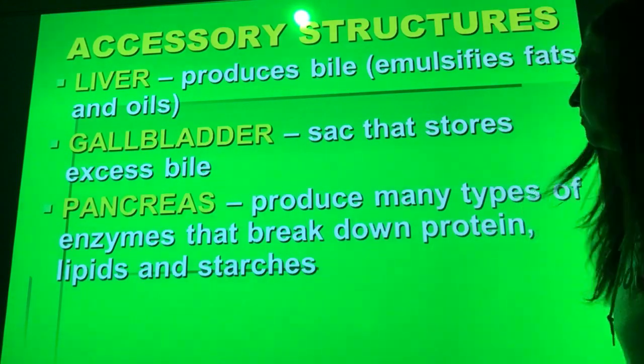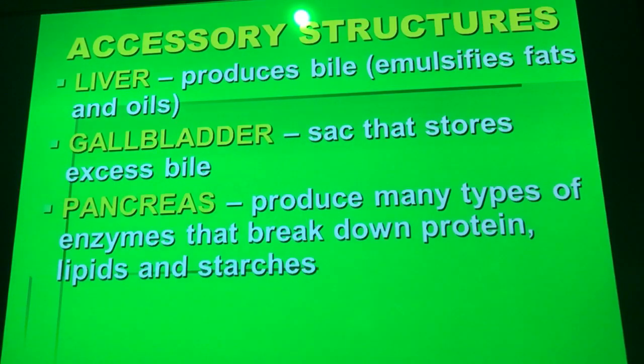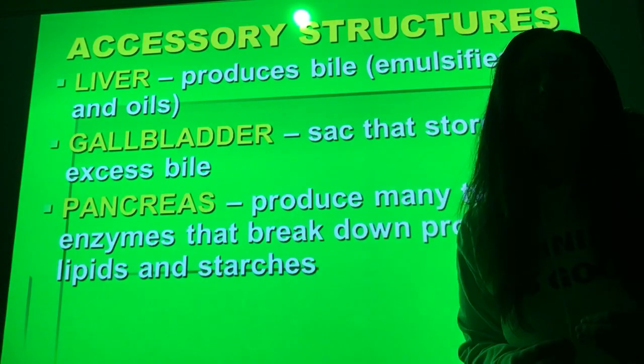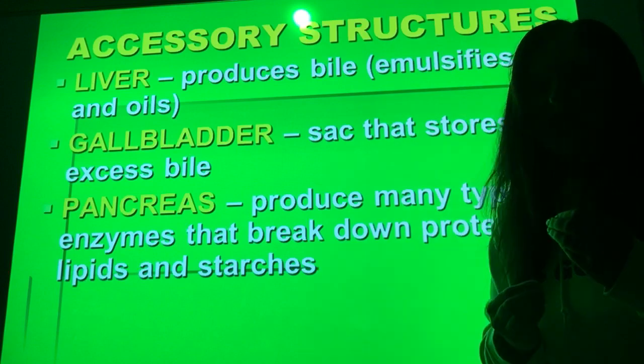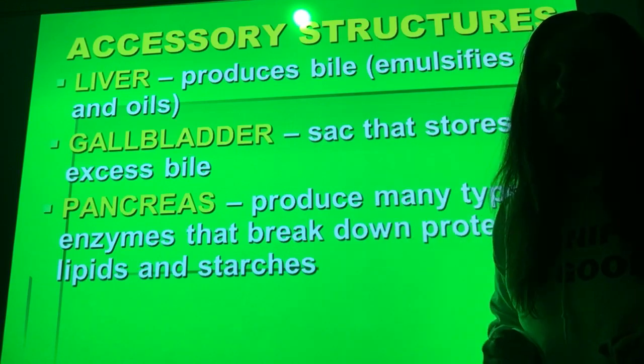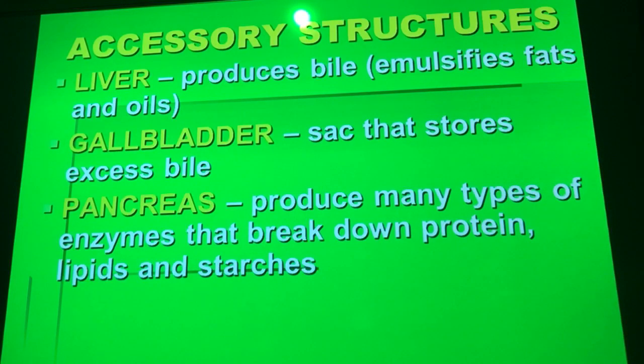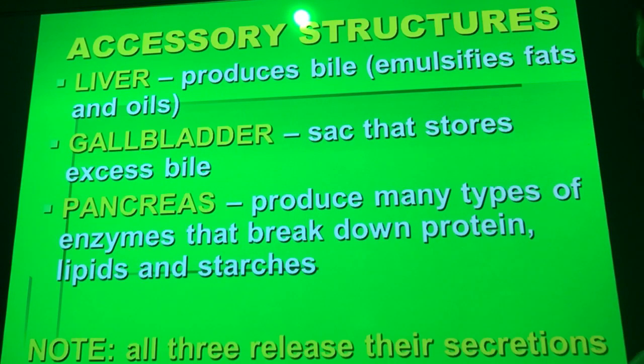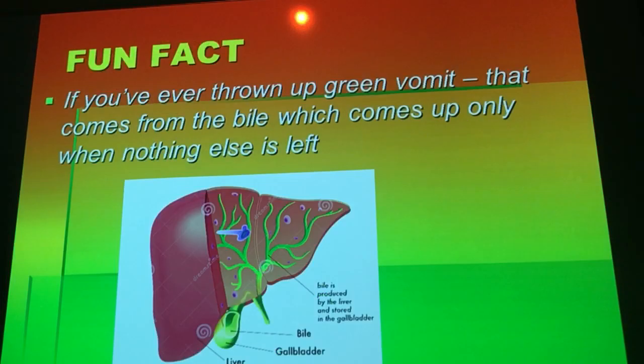Very, very important organ. So we call them accessory structures. Food doesn't actually pass through them. The food goes through the digestive system. They are off to the side and are involved in this whole process of digestion. And all three release their secretions at the top of the small intestine. I know it's not ideal, but you've got the PowerPoints at home. So that's where they combine or join with.